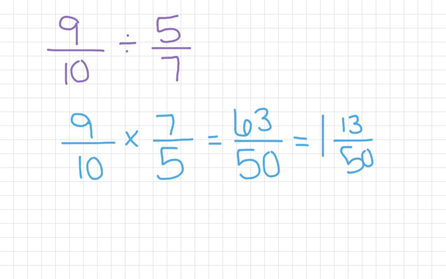And when I look here to see if I can reduce, I know that 13 is a prime number, which doesn't automatically mean we can't reduce it, but what that means is I have to see if 13 goes into 50, and it does not. So my final answer would be 1 and 13/50.